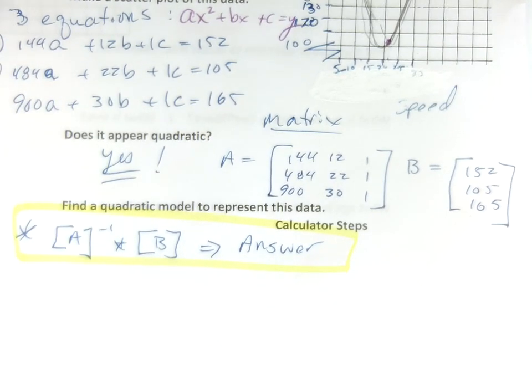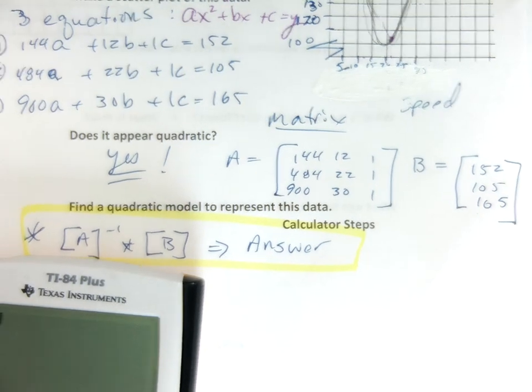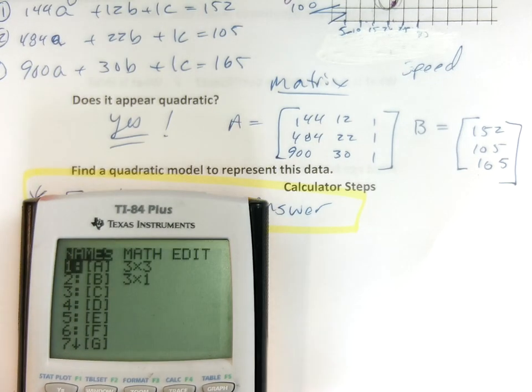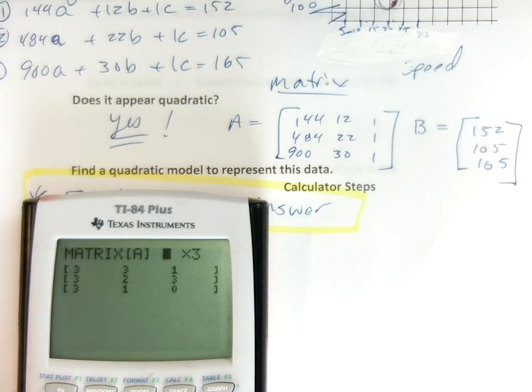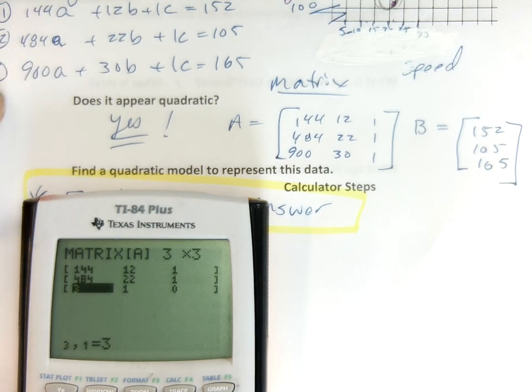So then, I'm just going to put that in my calculator. First, I have to create matrix A, right? So I turn it on, clear. I go to matrix, which is in blue, second matrix. I go to edit, and I think they are, oh, I got a different calculator. They're not in there. That's right. Enter, enter. So I'm going to put in my 144, my 12, my 1, 484, 22, 1, and then 900, enter, 30, enter, 1, enter. Okay. I've created matrix A, right?